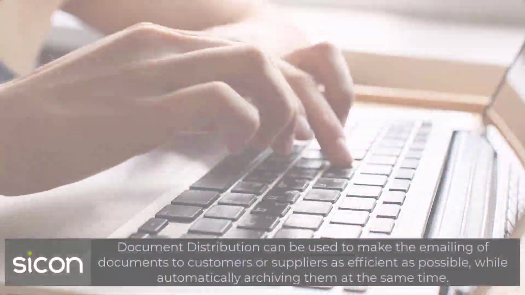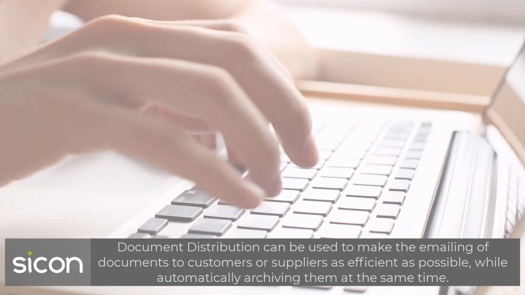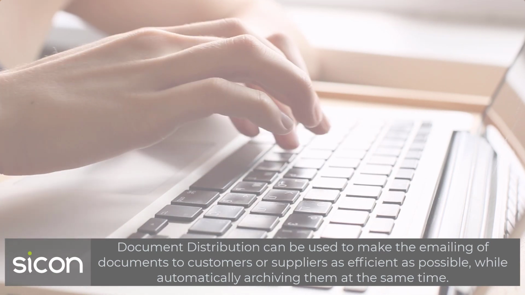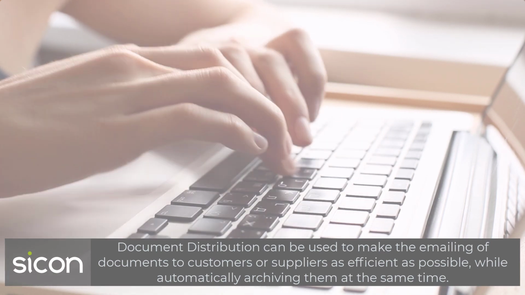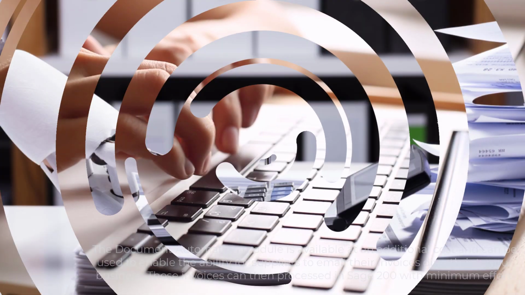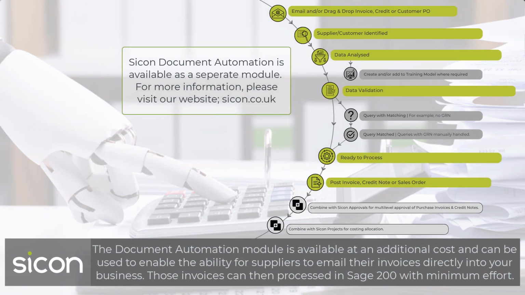Document distribution can be used to make the emailing of documents to customers or suppliers as efficient as possible, while automatically archiving them at the same time. The document automation module is available at an additional cost and can be used to enable the ability for suppliers to email their invoices directly to your business. Those invoices can then be processed in Sage 200 with minimum effort.